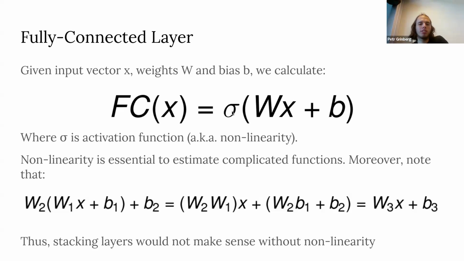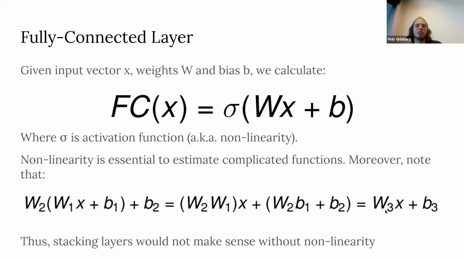Imagine we won't have this sigma, and we only do WX plus B without any activation function. And imagine you have two fully connected layers, one after another. One with weights W1, B1, and another with W2, B2. Then if you calculate them one after another, you calculate such stuff. You can open the brackets and create new ones. It will be like this. Let's define W2 W1 as W3, and W2 B1 plus B2 as B3. And we got something which looks like a fully connected layer.